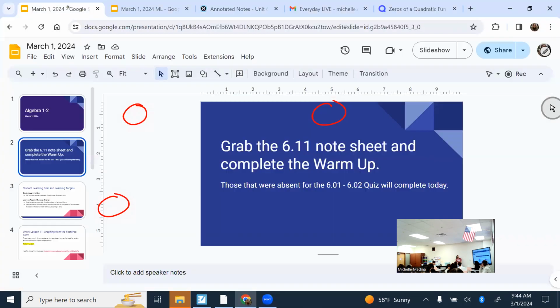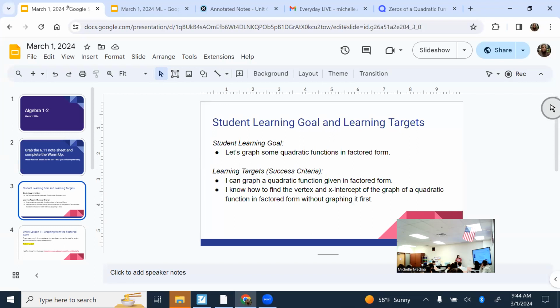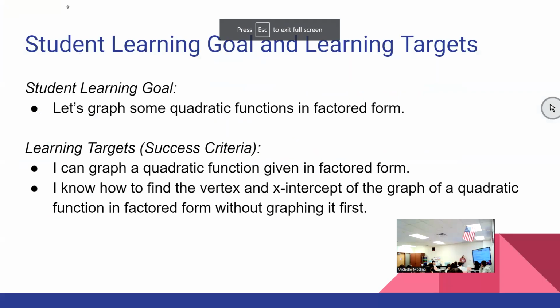I'm going to briefly read you the goal of today. We're graphing some quadratic functions in factor form. By the end of it, you should be able to graph them and know how to find the value of the vertex and x-intercepts when it's given in factor form without graphing it in Desmos. Because remember, you don't get Desmos on your state testing. So unless you want to go check out a graphing calculator from the bookstore, highly recommend.